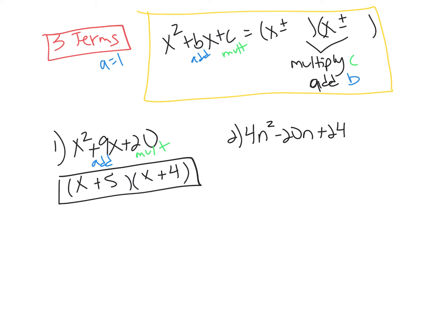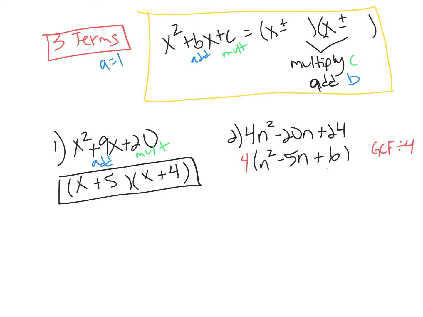So what about this problem? Let's factor 4n squared minus 20n plus 24. Well, I don't have a 1x squared, but do I have a GCF? And I think I do, because I can divide all of these by 4. So let's factor out the 4. I'm left with n squared minus 5n plus 6.